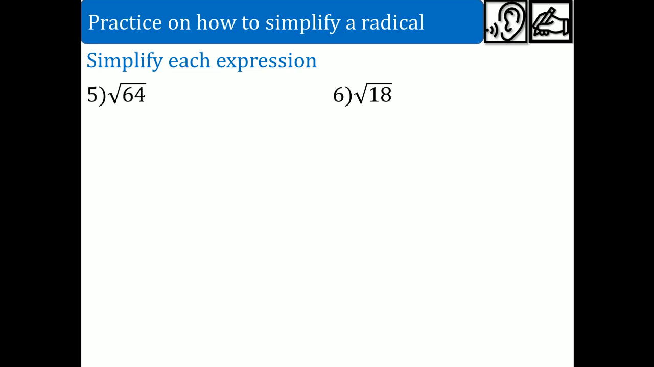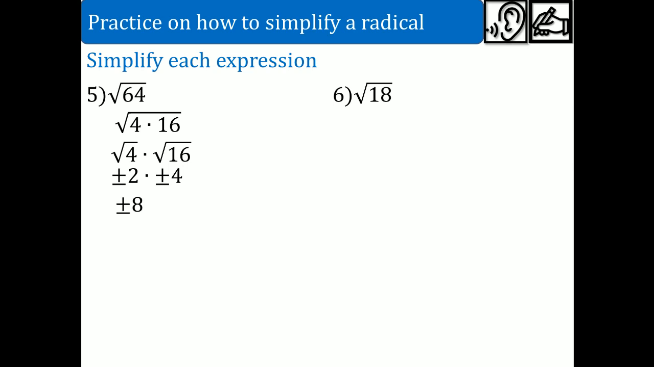Number 5. Square root of 64. Ooh, this actually looks perfect. But I'm going to show you, because 8 times 8 gets you 64. But I'm going to split it using some perfect squares. I know that 4 times 16 gets you the square root of 64. Split those. Square root of 4 times square root of 16. What is the square root of 4? 2. What is the square root of 16? 4. 2 times 4 is 8.